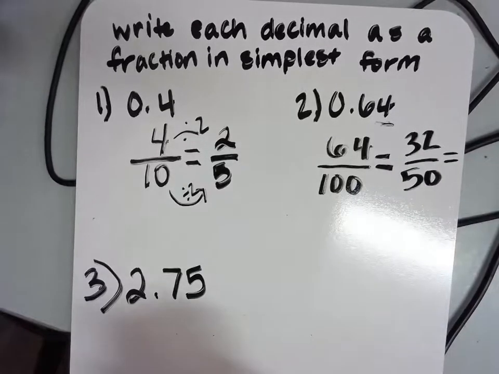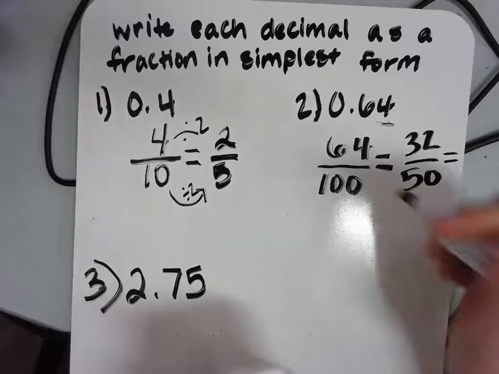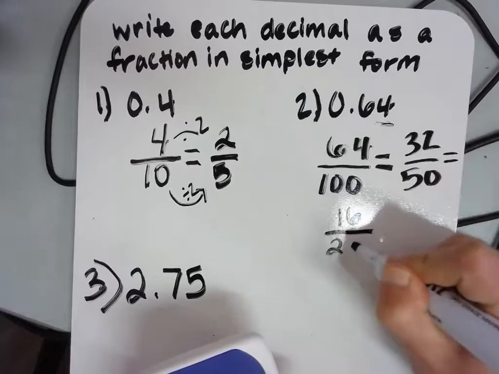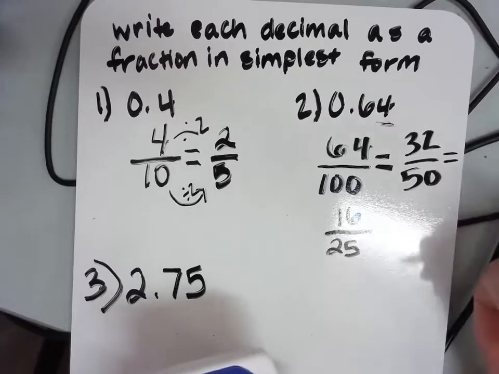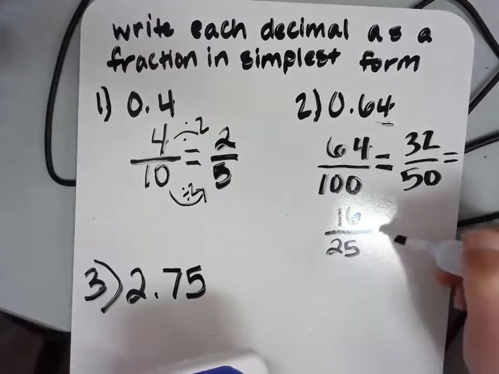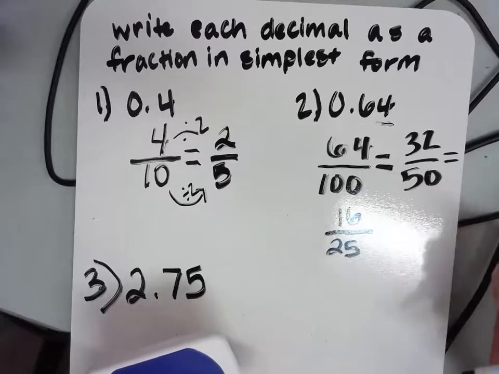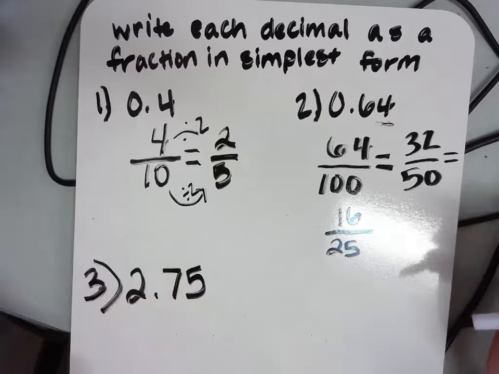32 divided by 2 is 16, and 50 divided by 2 is 25. Now, I think that is simplified because there's not a common factor that 25 and 16 share. So that would be my answer.